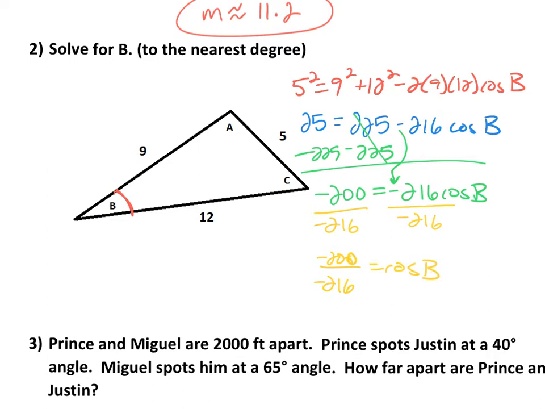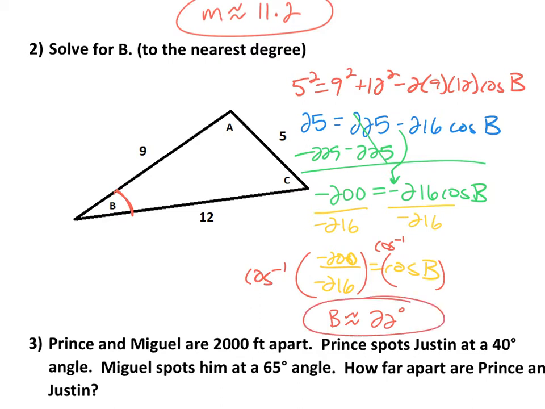And this is where we need to do the cosine inverse on both sides. So cosine inverse, we're going to do the cosine inverse of negative 200 over negative 216, or you can just do 200 divided by 216, because when you have a negative over a negative, it's going to come out positive, and you'll end up with B is about, it says nearest degree, so 22 degrees. It's 22.19 and goes on. So B is about 22 degrees. And we should expect this to be the smallest angle because it's across from the smallest side. So 22 degrees seems realistic for the smallest angle in that triangle.